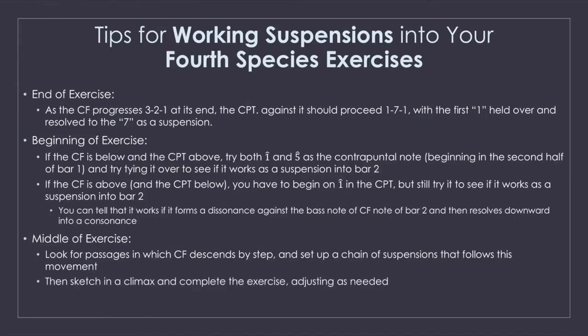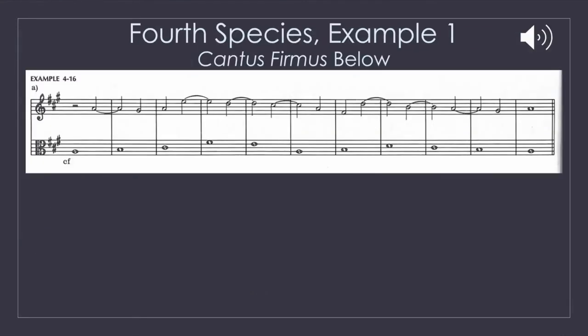So far, you've got the beginning of the exercise, the end of the exercise. You've looked in the middle for passages where there would be 2 or 3 notes in a row in the cantus firmus where it's descending by step. And then you're going to still have some places in between. And you could sketch in a climax like we've done with the previous species, and then just start filling stuff in and then adjust as needed. So let's look at an example. We heard this at the very beginning. We're going to hear it again, and then we're going to just analyze it in more detail, pretending that we are composing this ourselves.